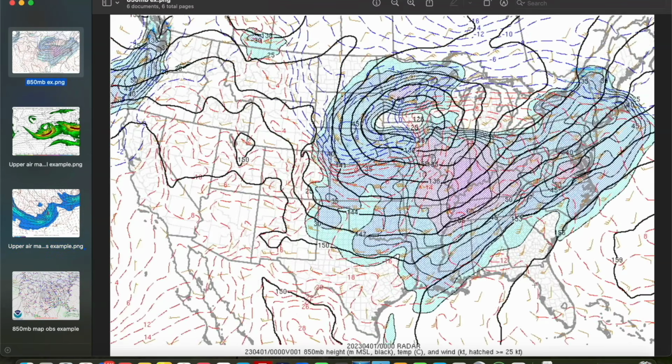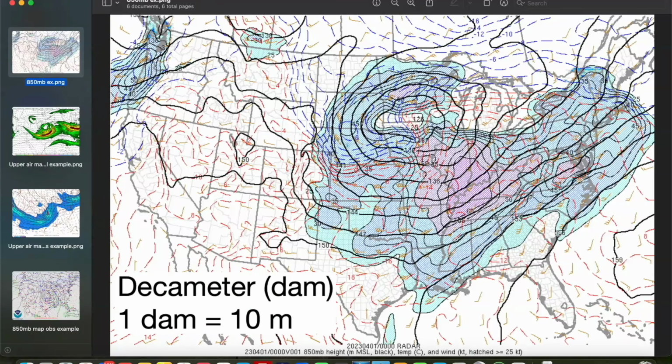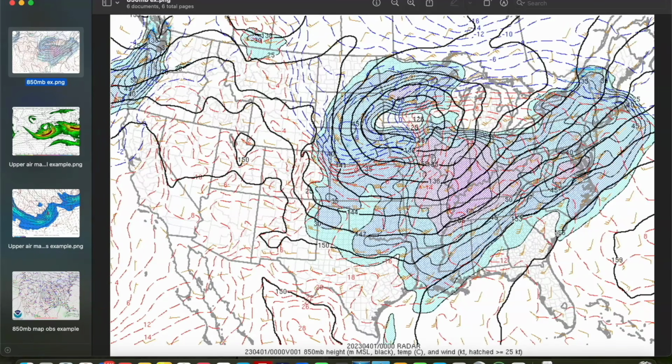Sometimes you'll also see them given in decameters, which is just tens of meters. So for example, on this 850 millibar map, this contour here is labeled 150, which just means 150 decameters, which is the same as 1,500 meters.